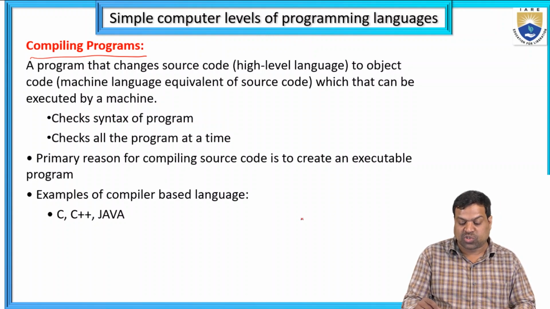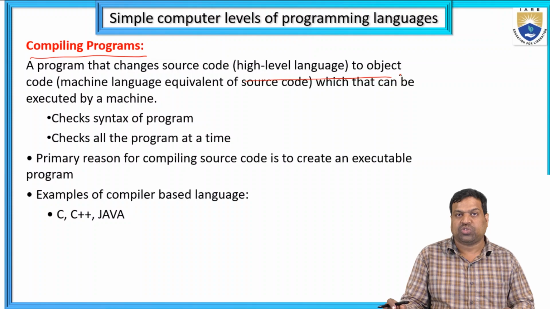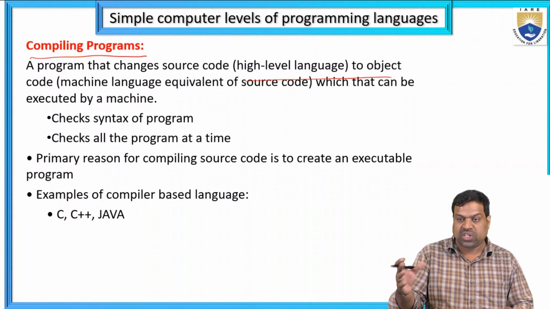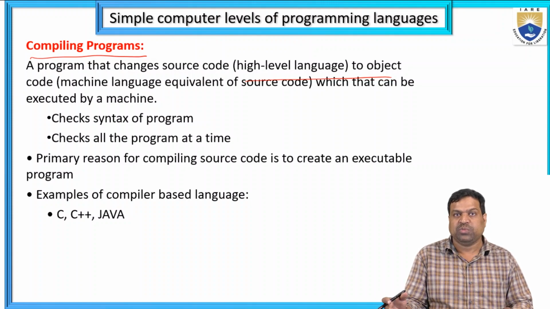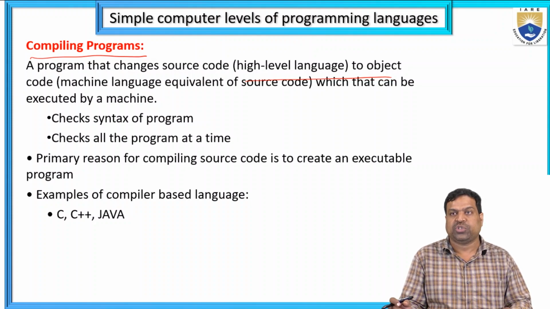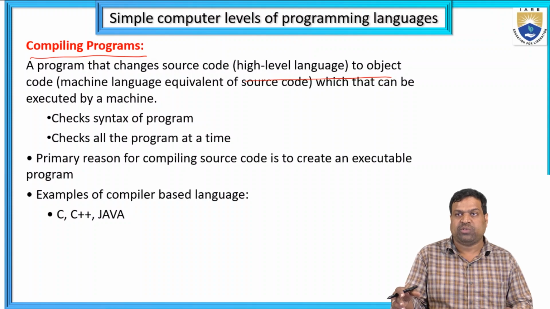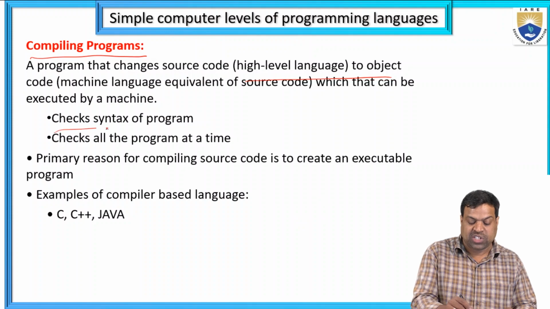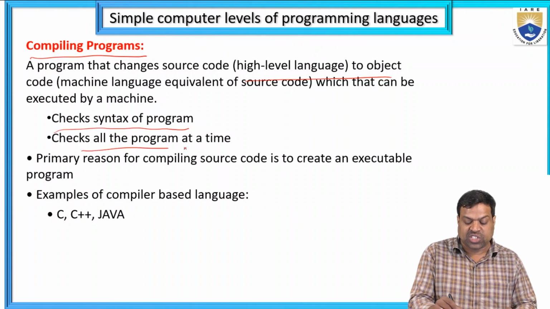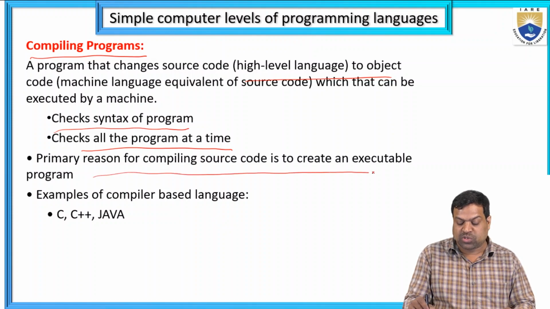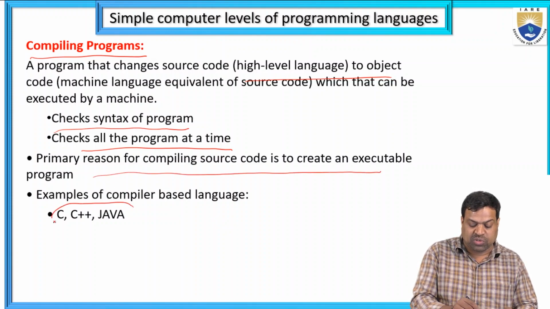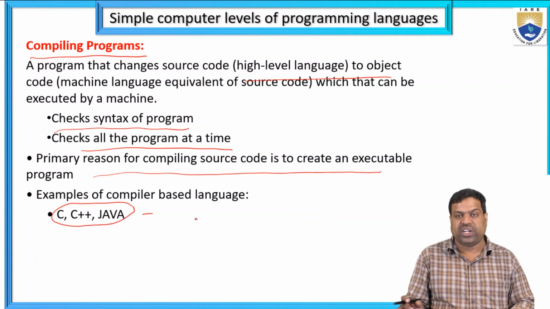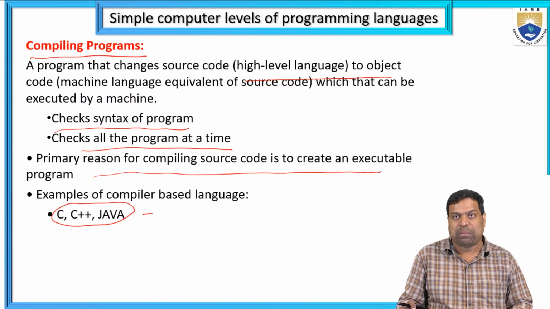A program that changes source code. Suppose I wrote one program, I have to change the source code to the object code. Source code may be assembly language or high level language, converted to the machine language, which is the object code. Your high level or low level language is converted to the machine level language, which can be executed by a machine. It checks the syntax of the program and checks all the program at a time. The primary reason for compiling source code is to create an executable program. Examples of compiled languages are C, C++, Java, Python and so on.